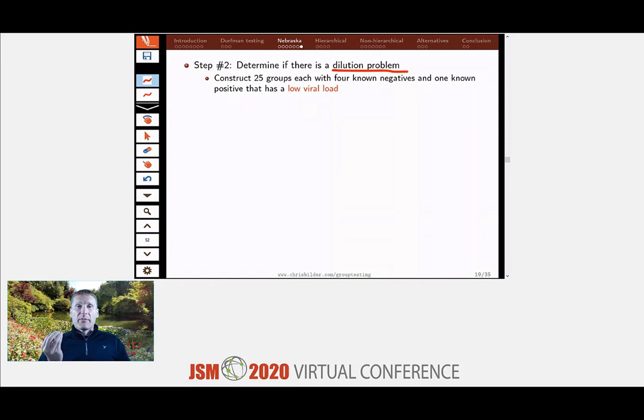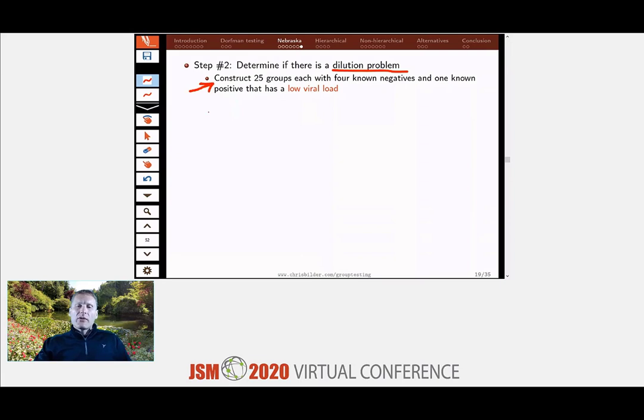And since this specimen is a smaller component, when you're combining it with other specimens, it will have a smaller amount of the corresponding virus when put into a group of size 5. Thus, it has been diluted by the other specimens. And so that's a very important concern whenever implementing group testing. And so to examine that, to see if that was a concern for this particular problem.